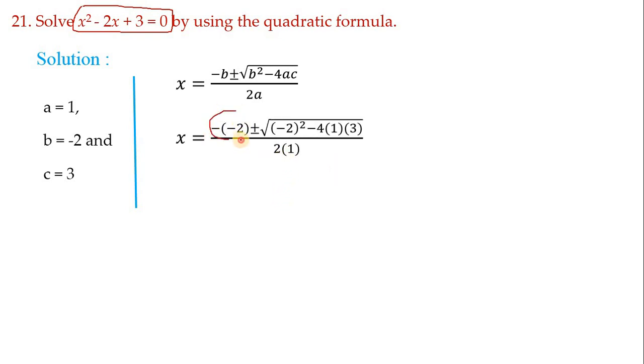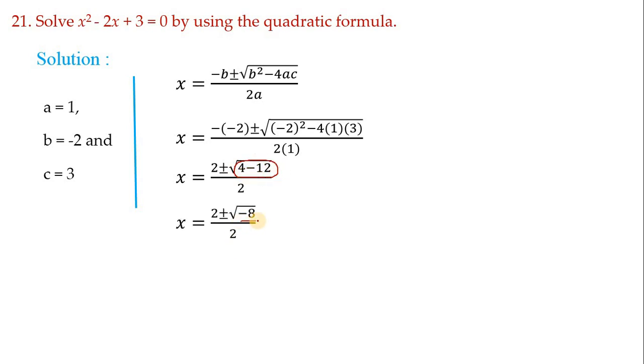Now let us find this. Minus into minus is plus, so we'll get plus 2, and here minus 2 whole square means plus, so 4. 1s are 4, 4 3s are 12, and 2 is as it is. Now let us solve these two. 4 minus 12, so we'll get minus 8.